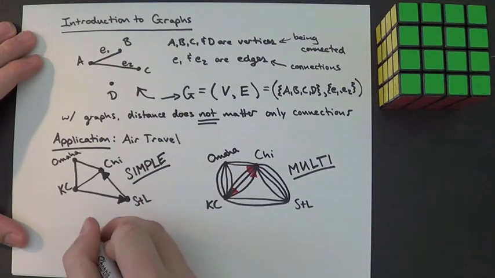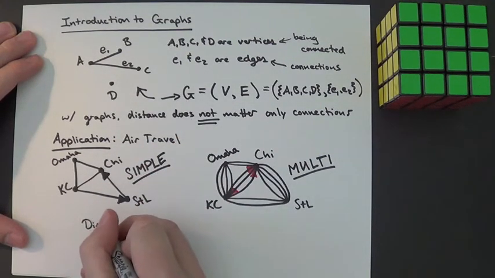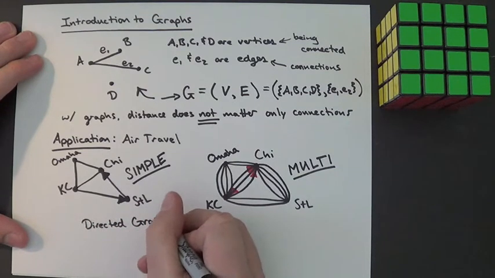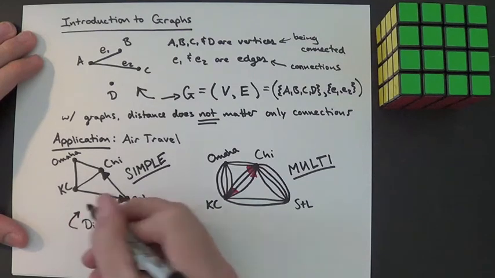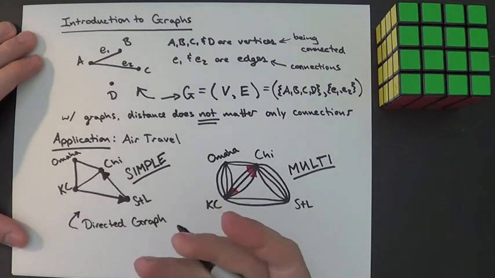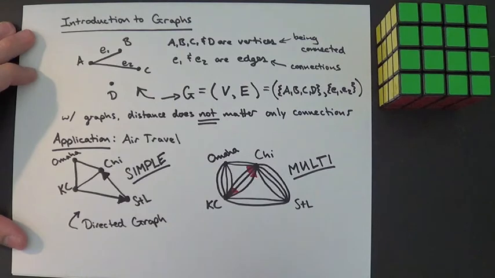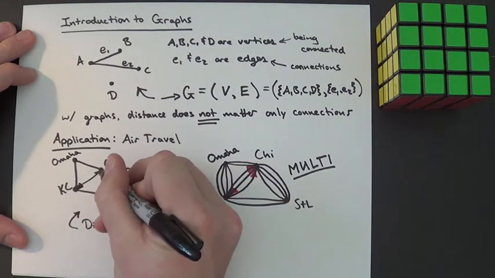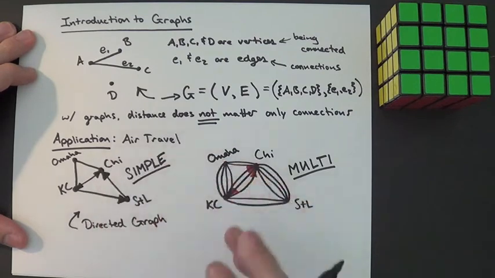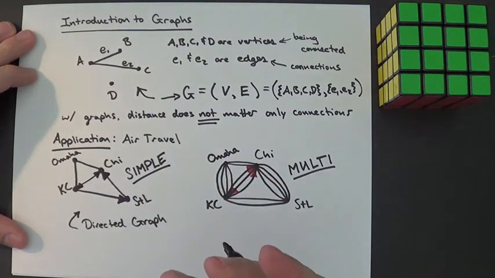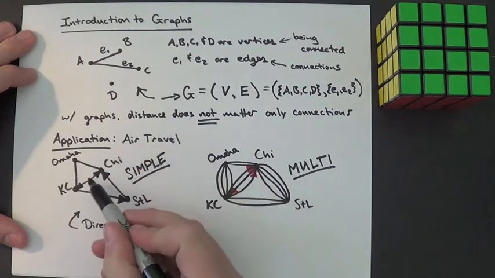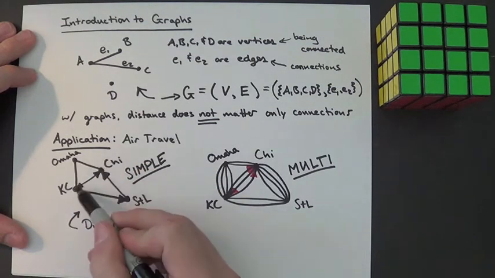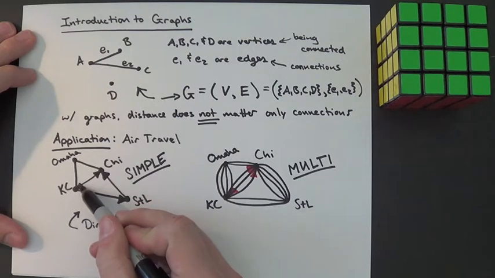Now, if you have a directed graph, the norm is for all of your edges to have a direction, even if that direction is something like this. And most textbooks will go ahead and denote something like this. You notice that there is a double arrow between Kansas City and Chicago, meaning I can go this way or I can go this way.